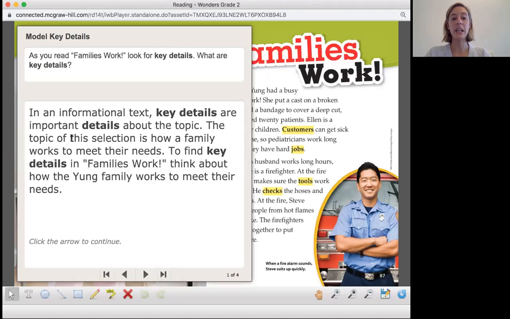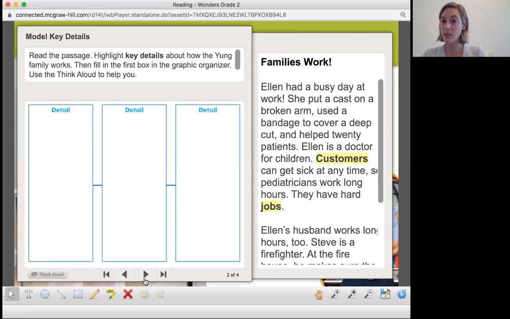To find key details in Family's Work, think about how the Young family works to meet their needs. That's also the essential question: how do families work together? We are going to be looking specifically in the text for these answers as to how the Young family works together. So it does go with the asking and answering questions component that we just learned about in our first comprehension lesson video. We are reading a question and we are looking in the text to find the answers to it.